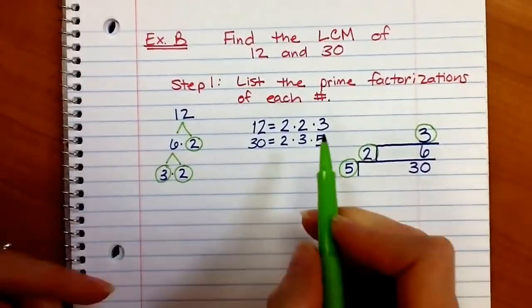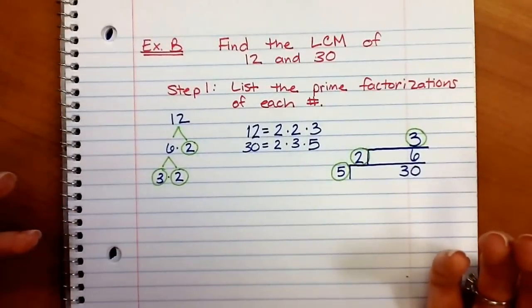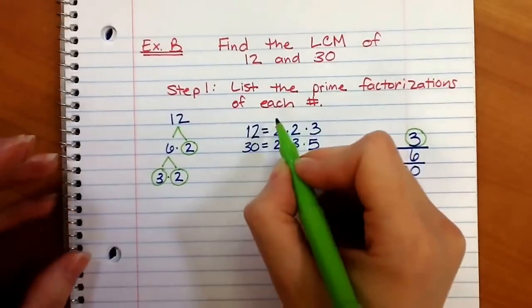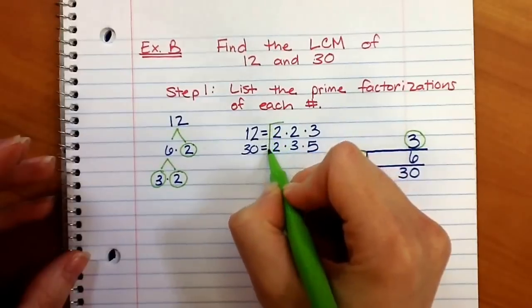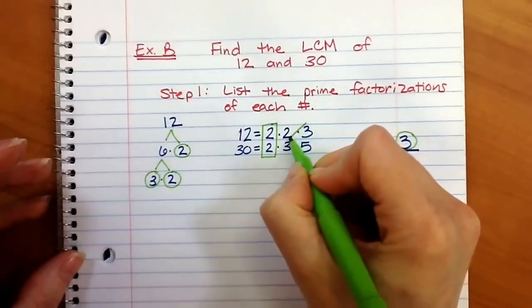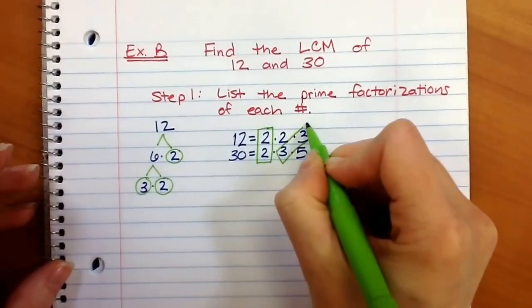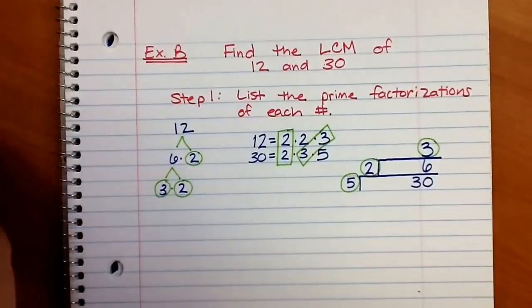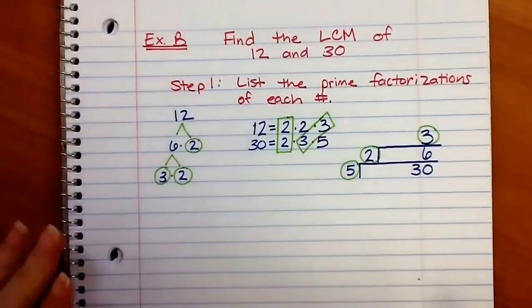And once I have that, I want to see what numbers they have in common. I see that 12 and 30 have a prime factor of 2 in common. And I see that 12 and 30 have a prime factor of 3 in common. I'm now ready for step 2.